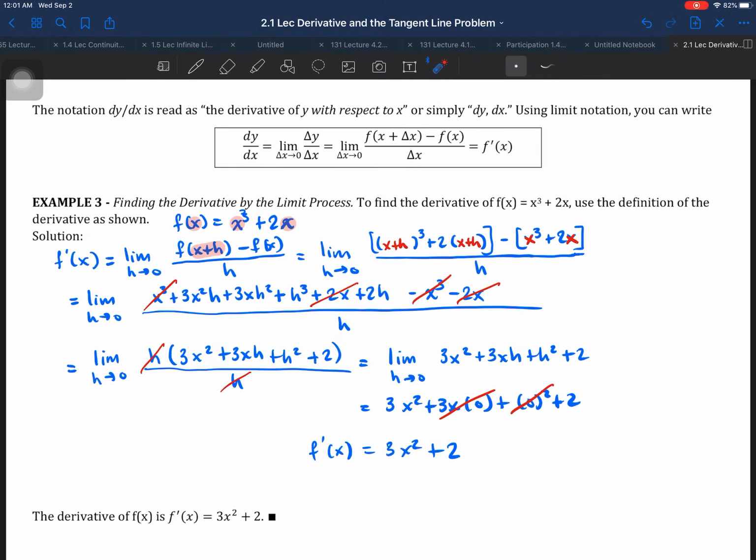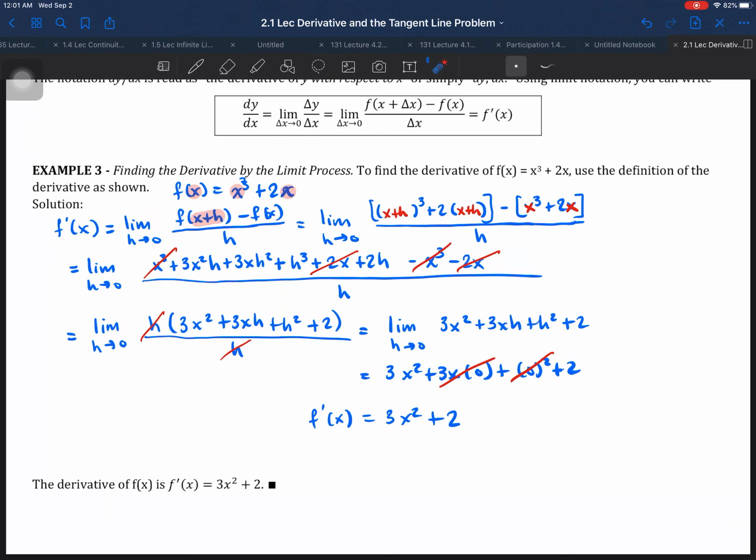And then for this part, this is where students usually have trouble. Remember, you're replacing x with x plus h. Every time you see an x, replace it with x plus h, because that's what they're asking us to do. So x plus h cubed plus 2, replacing x with x plus h.